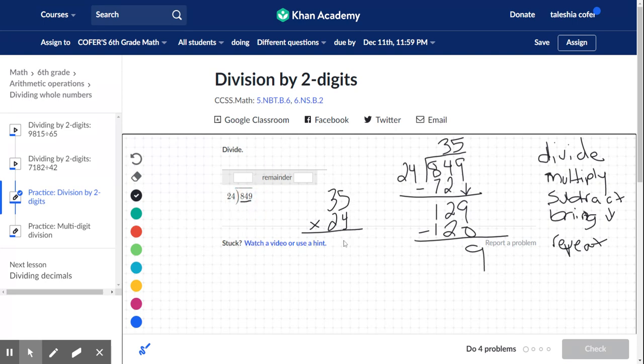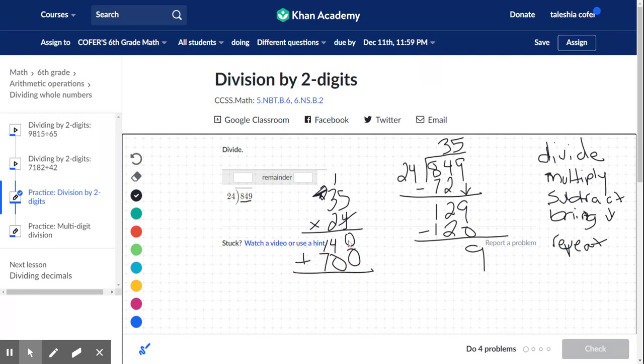4 times 5 is 20, so I write a 0 and I carry a 2. 4 times 3 is 12, plus 2 more is 14. I write a 0 and mark out my 4 because I'm finished with it. 2 times 5 is 10. I write a 0, carry a 1. Let's get that 2 out of there so we don't get confused. 2 times 3 is 6, plus 1 is 7.